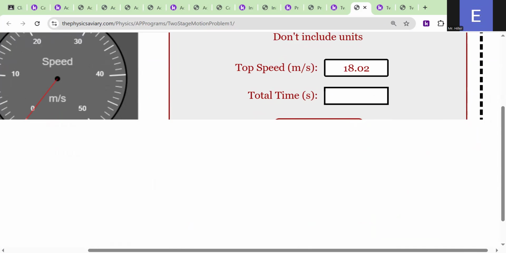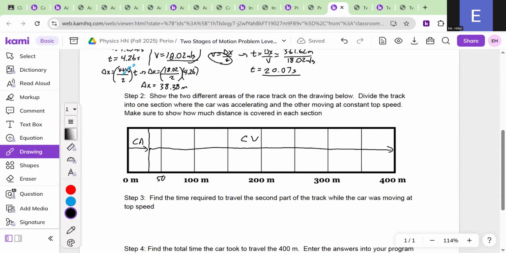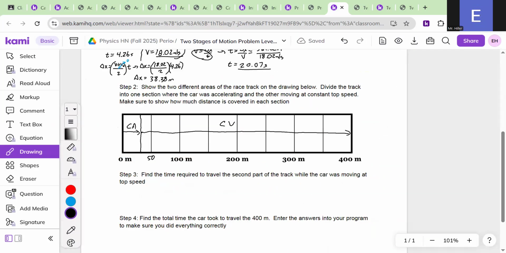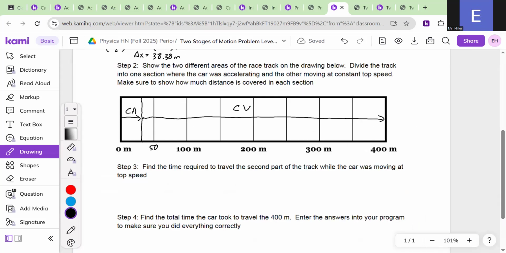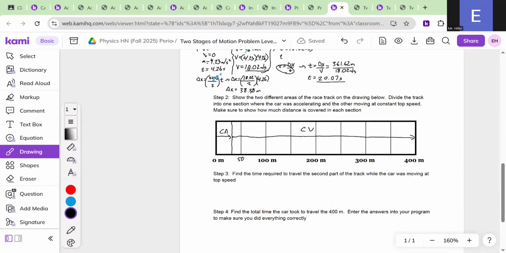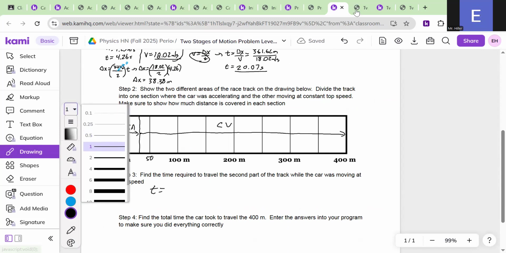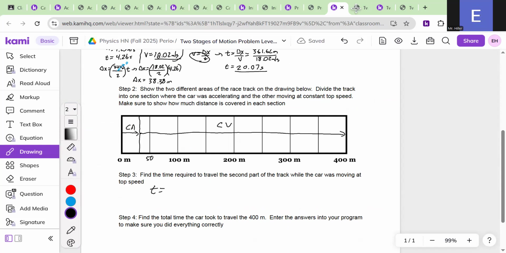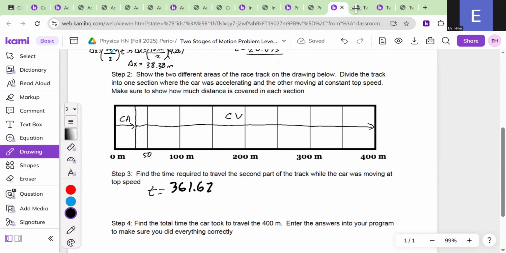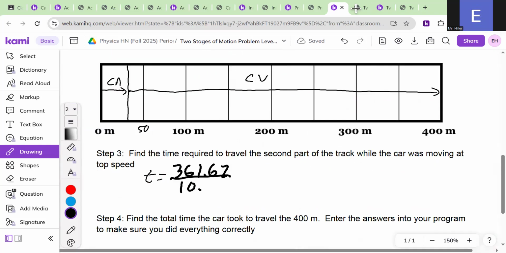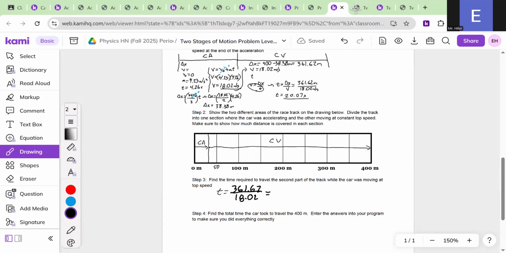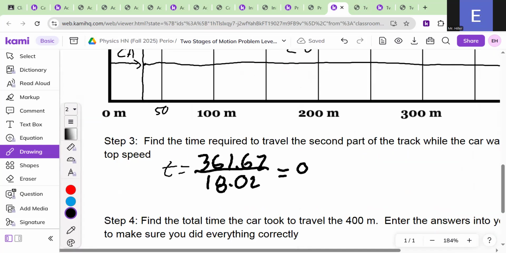And the total time. In order to find the total time, we have to add the times. So find the time required for the second part. I did that. I'm just going to put that information back down here again. So time equals 361.62 divided by 18.02, and that was about 20.07 seconds.